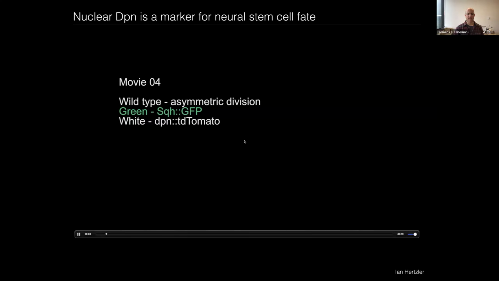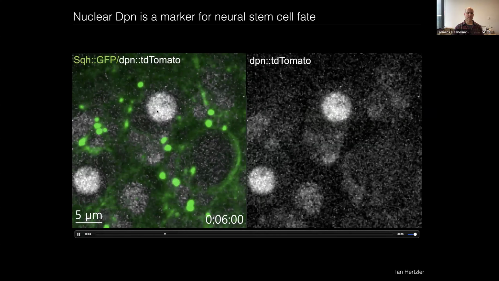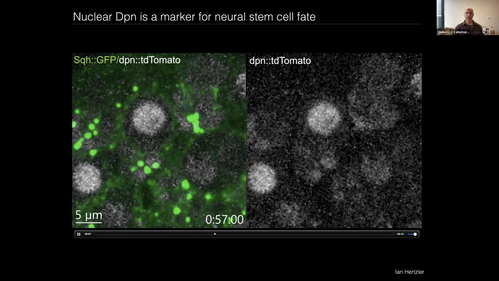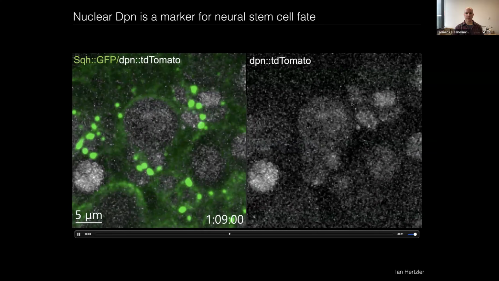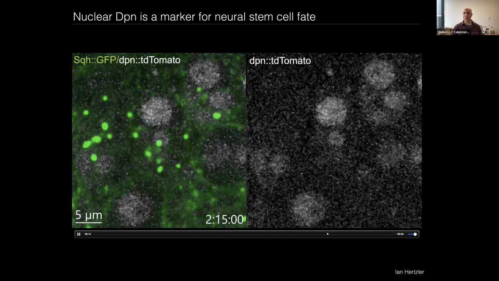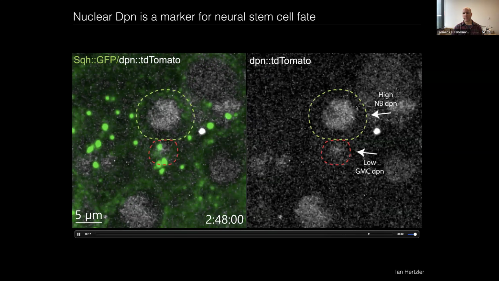And so in this case, this is a wild type division as a control. We start with a nice large deadpan positive cell. This neural stem cell is undergoing an asymmetric division, recreating the stem cell while forming a smaller sibling. And while deadpan is also segregating into the smaller cell, it will fade over time, leaving behind one large deadpan positive and a smaller weakly deadpan positive GMC.